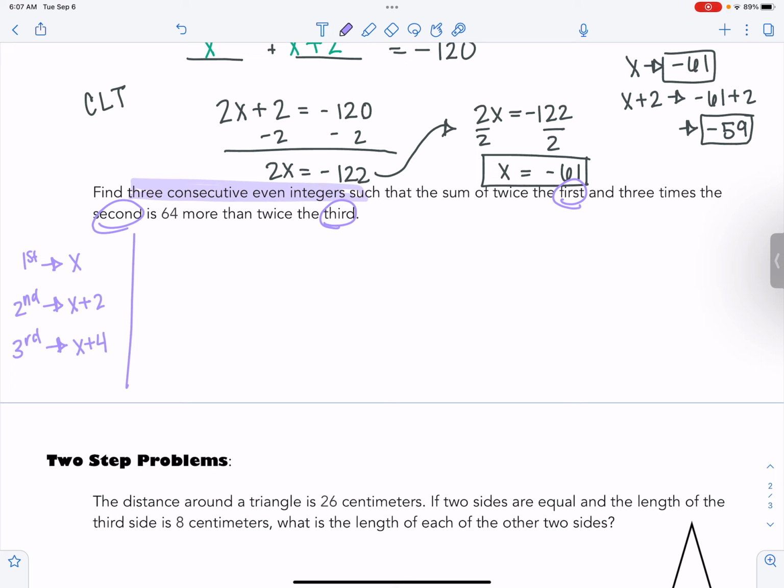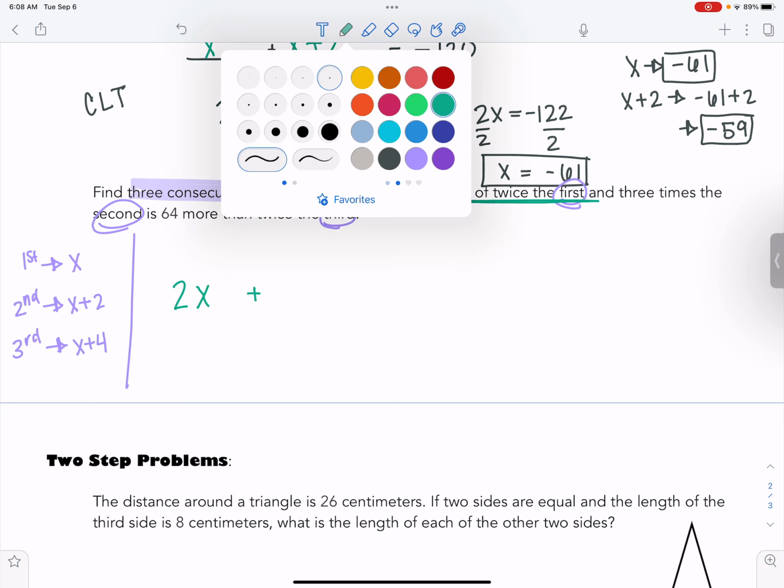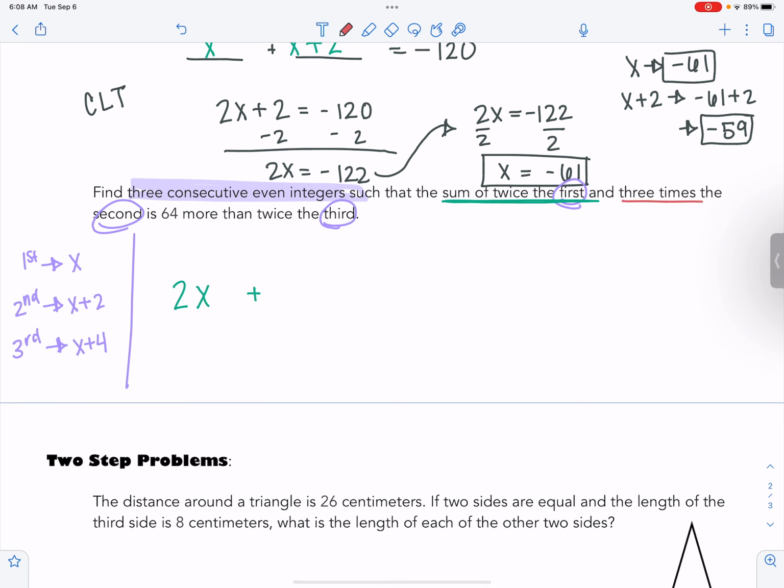And so now I've got that the sum of twice the first. So let's just look at that part. The sum of twice the first. Well, sum means that I'm going to add them. And I'm going to add twice the first to x, right? Because twice is two times, and the first is x. So I've got 2 times x plus 3 times the second. 3 times the second. So 3, but the second is x plus 2. So I need that thing in parentheses.